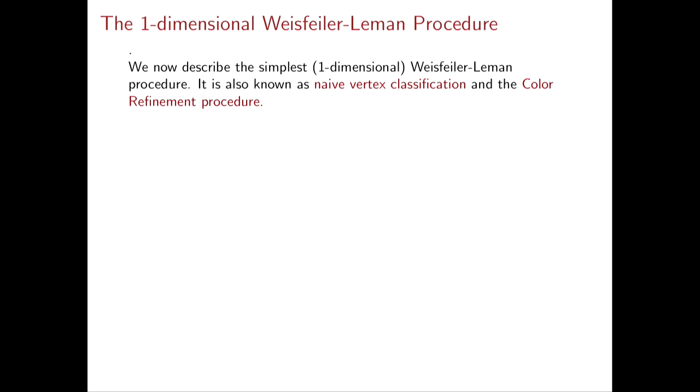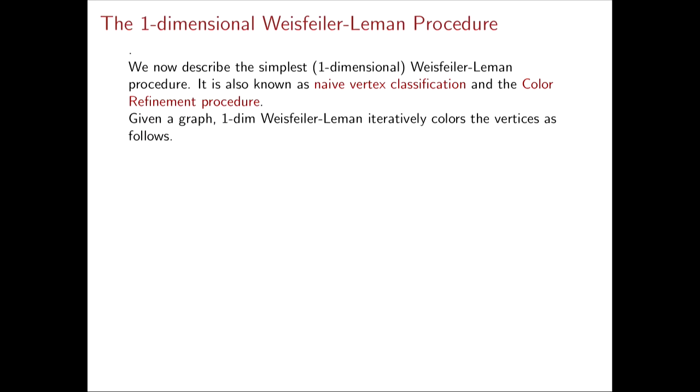It's also called naive vertex classification and color refinement. So what is the idea? You're given a graph and you iteratively color the vertices as follows. To begin with, every vertex gets the same color.